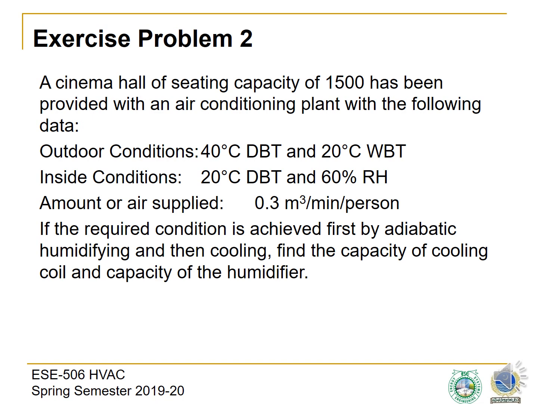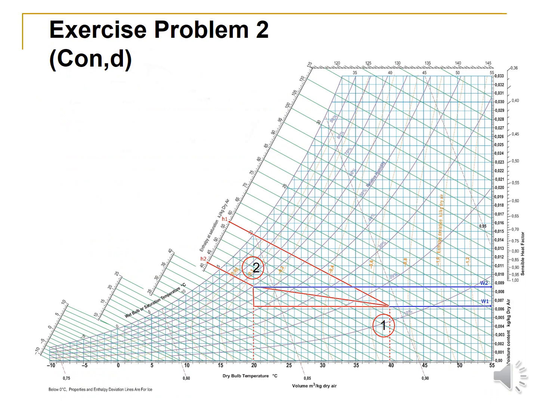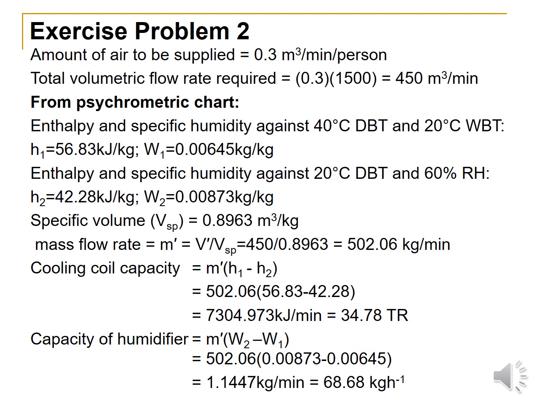So this is the psychrometric chart where points number 1 and 2 have been drawn, and from these points 1 and 2 we can calculate the values of enthalpies and humidity ratio, that is W1 and W2. The amount of air to be supplied is equal to 0.3 cubic meters per minute per person. As there are 1500 persons in this numerical problem, the total volumetric flow rate required is 0.3 into 1500, which is equal to 450 cubic meters per minute.